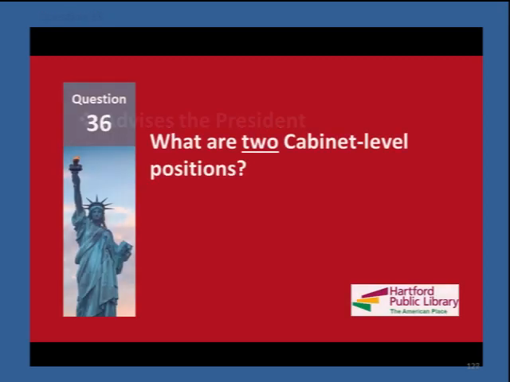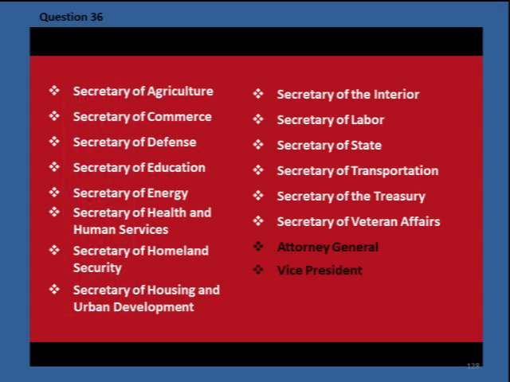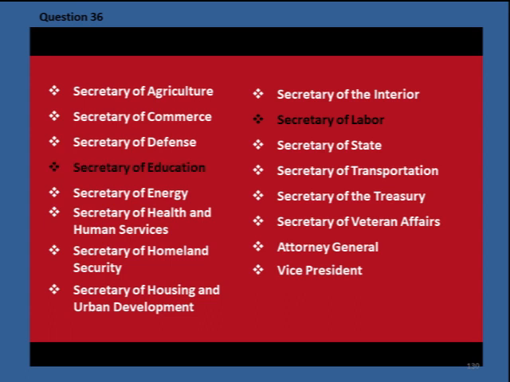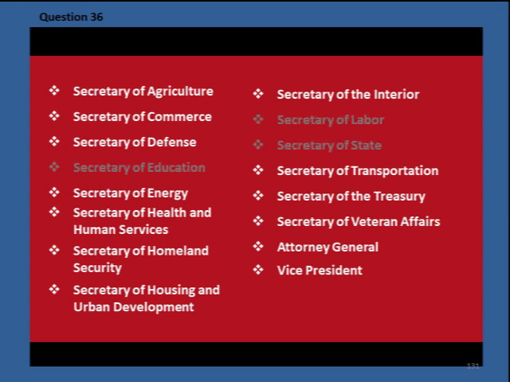Question 36. What are two Cabinet-level positions? Attorney General and Vice President. There are currently 16 Cabinet-level positions. Two are Attorney General and Vice President. The other 14 positions are secretaries of different departments, such as the Secretary of Labor, the Secretary of Education, and the Secretary of State. Pause the video if you need more time to read through the list.